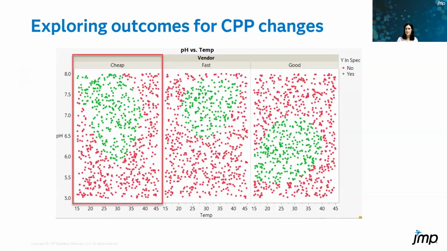Now, after looking at this data, and for business reasons, the company decides to go with the cheap vendor since it seems reasonable and will also save them money.